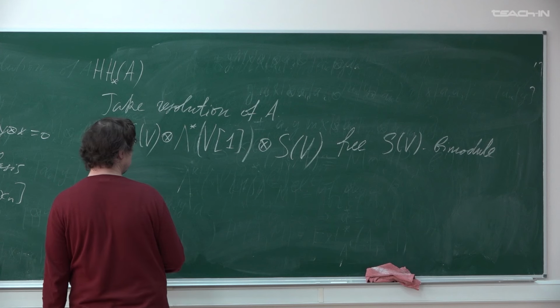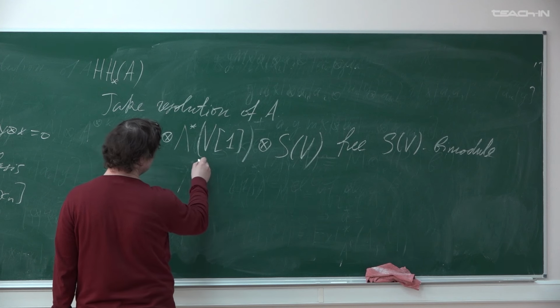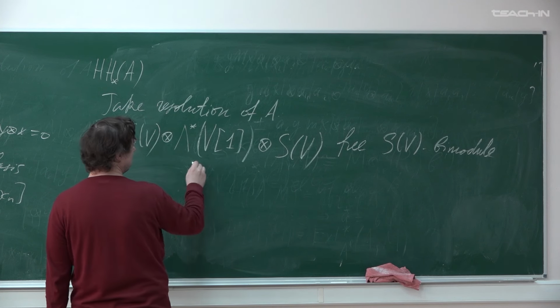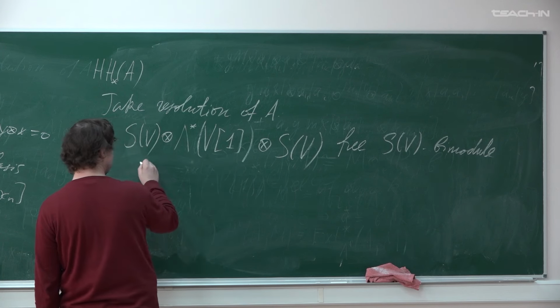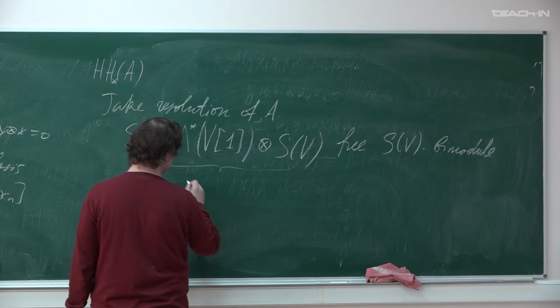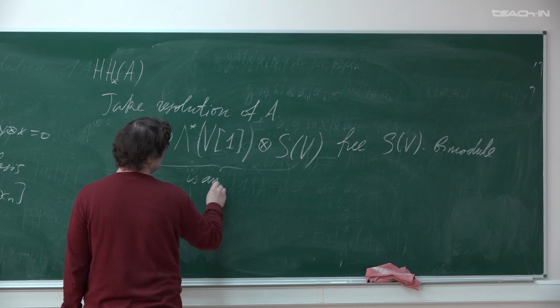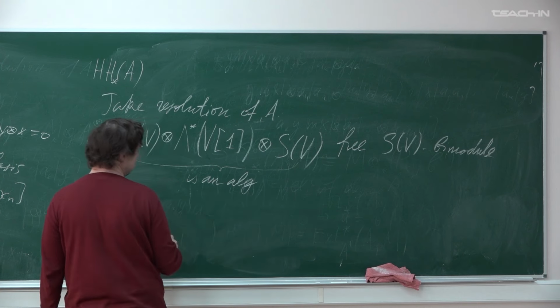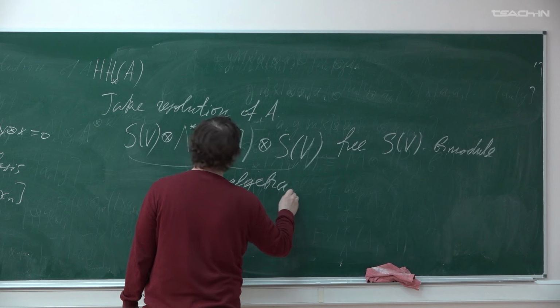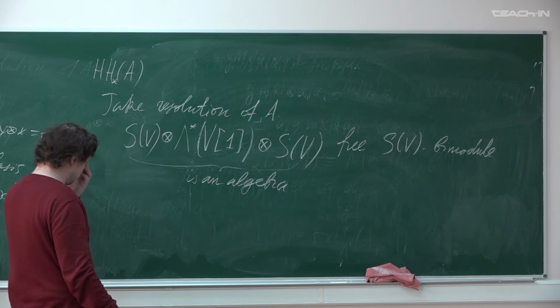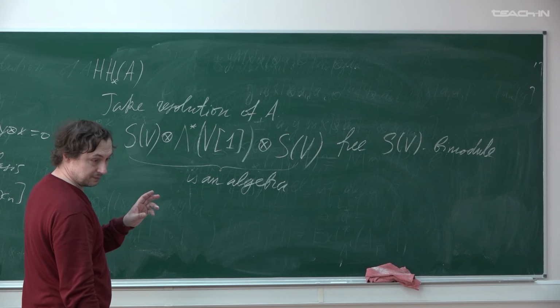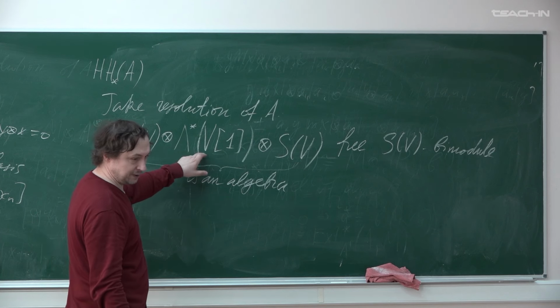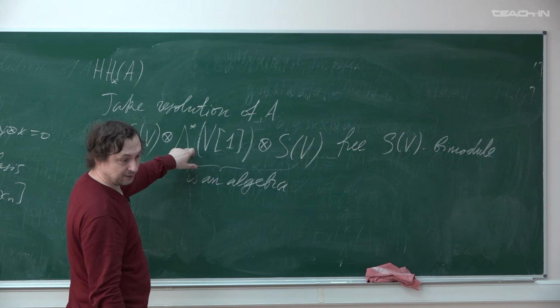First of all, I observe that this is in fact an algebra. So this tensor product is in fact an algebra. Tensor product of algebras is an algebra again. So now in order to define a differential, I'm going to use the graded Leibniz rule. This is a graded algebra. The gradient comes from the middle part.